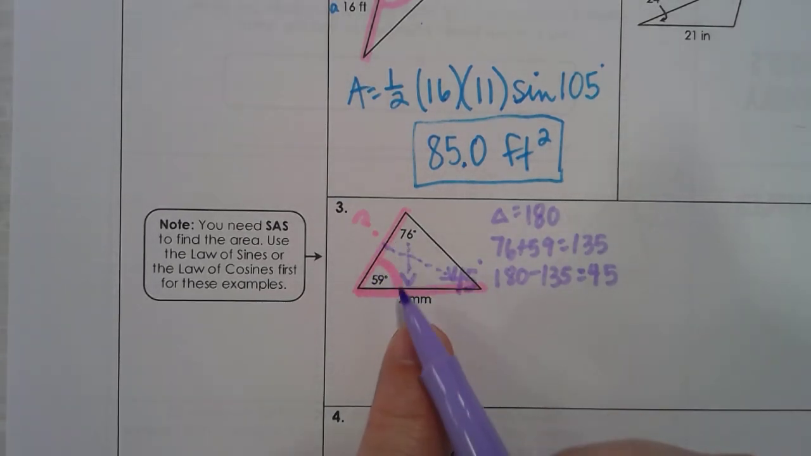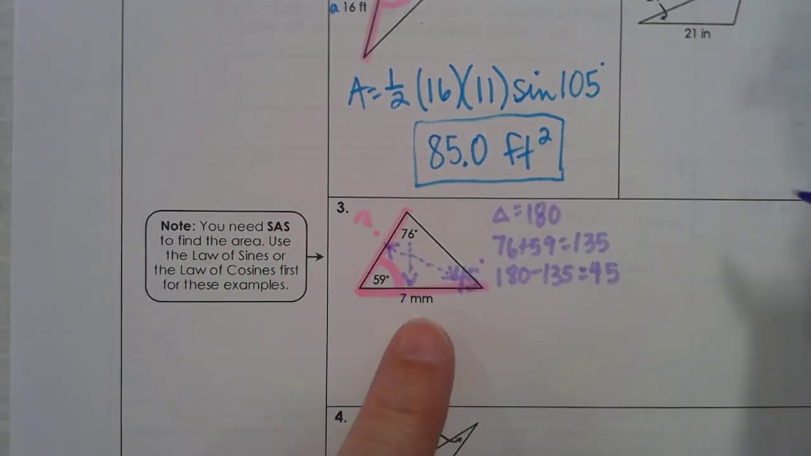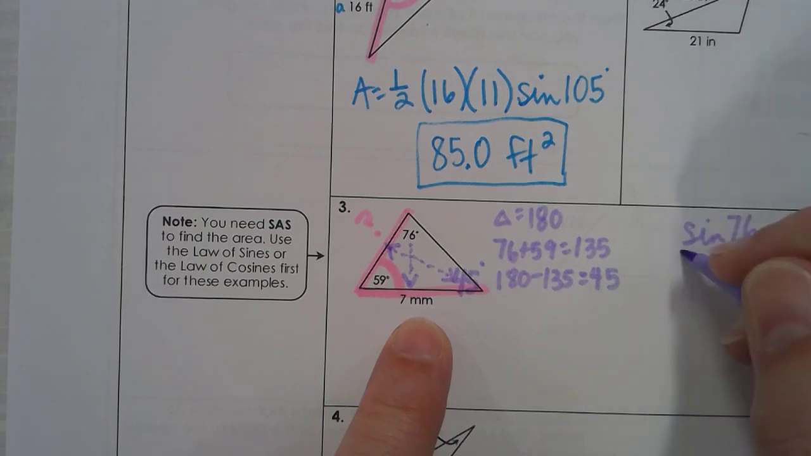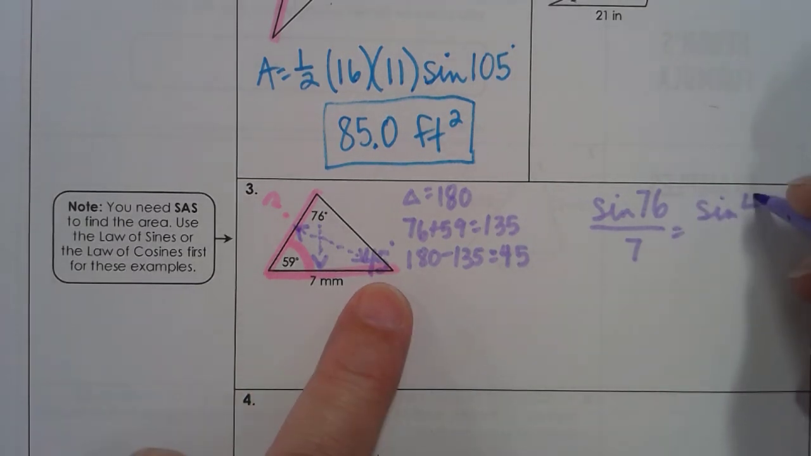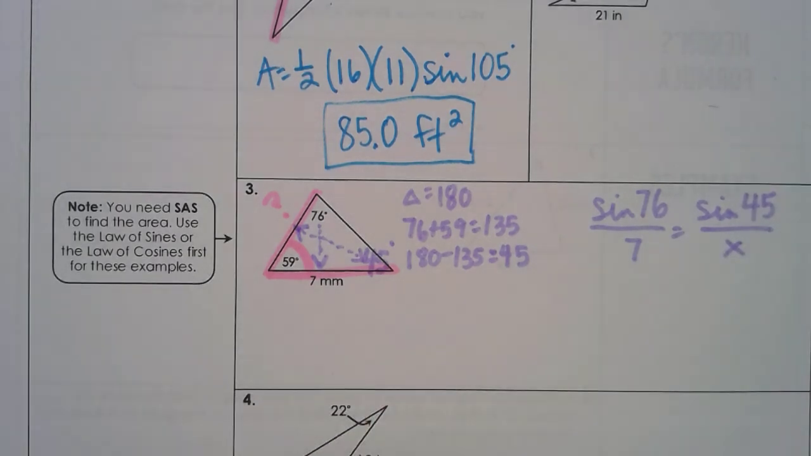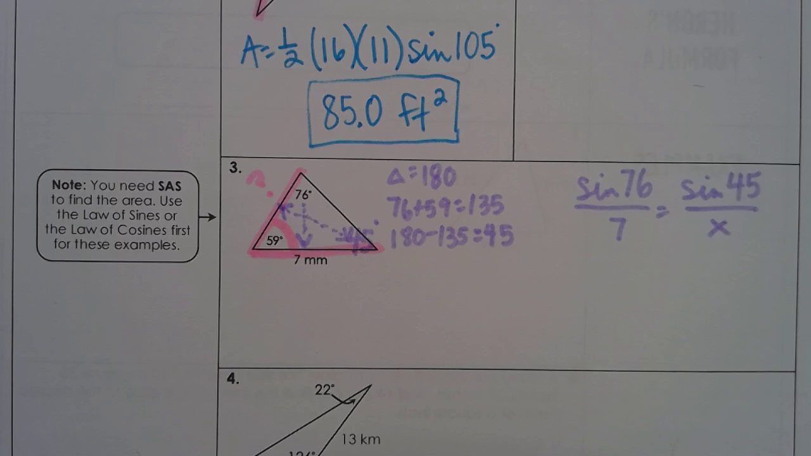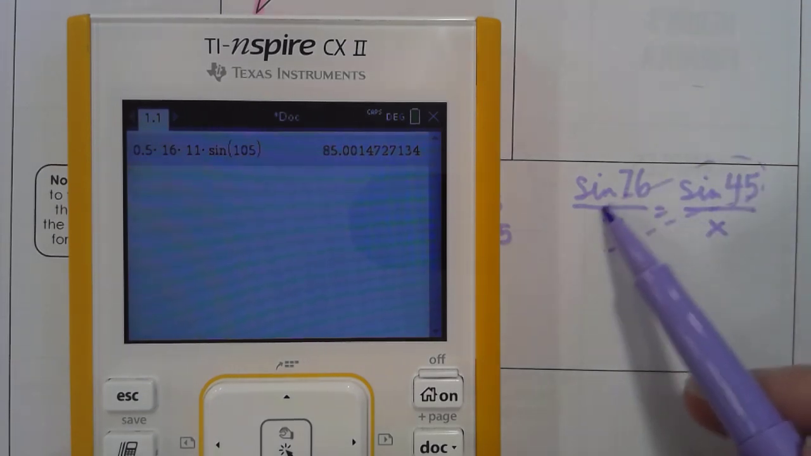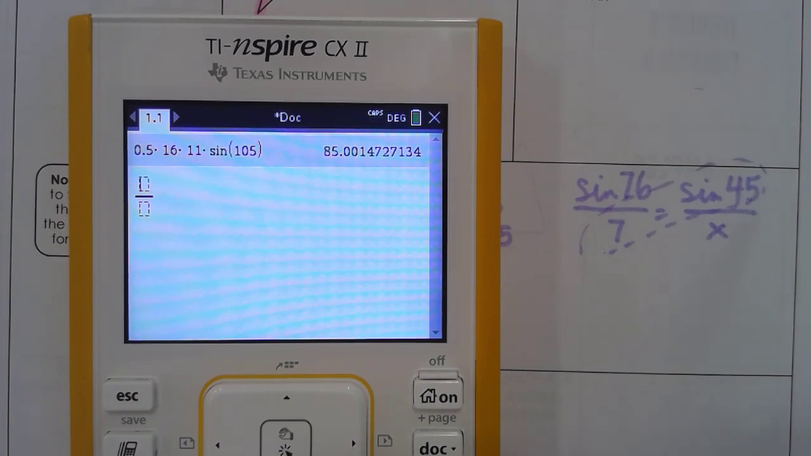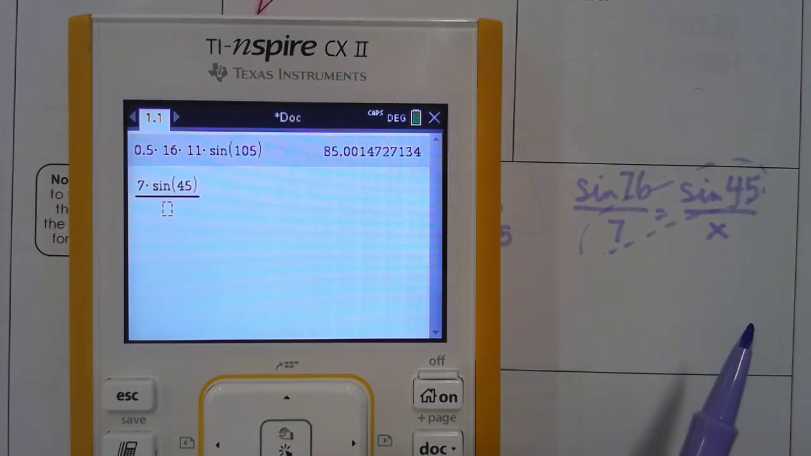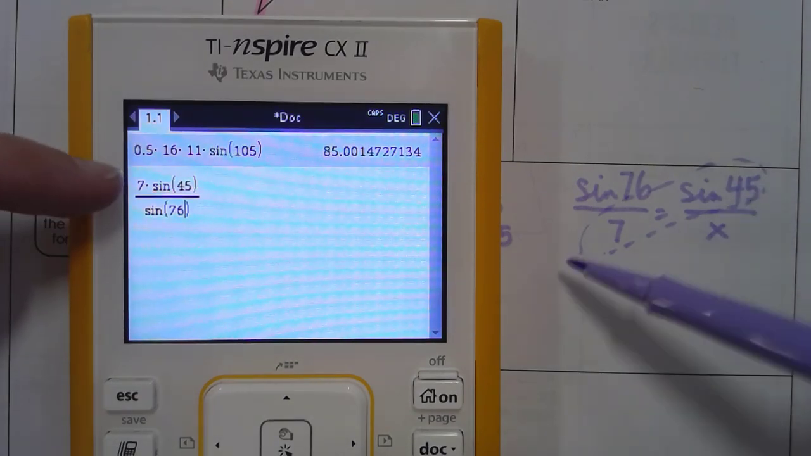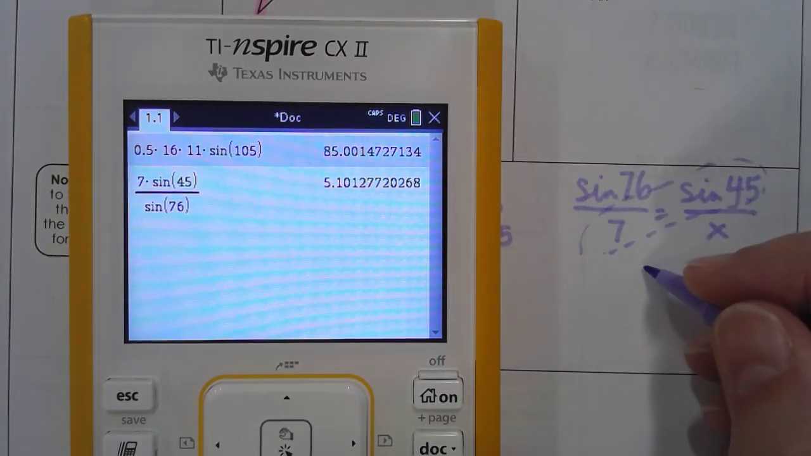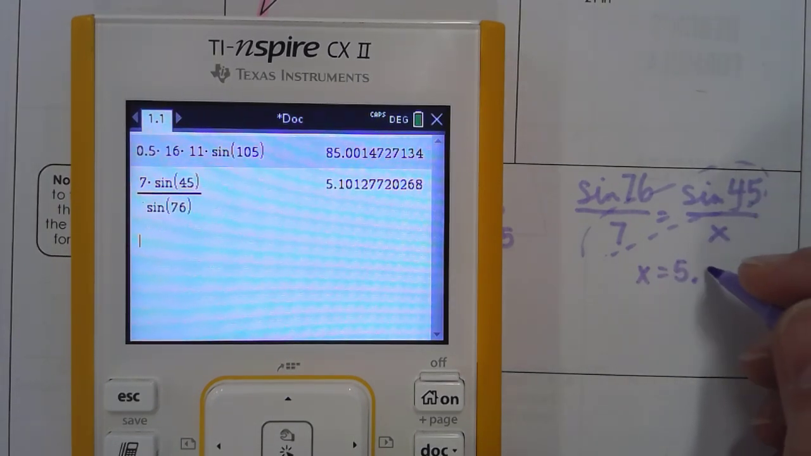And then we have three of our pieces, so we can do our proportion for law of sines to solve for this side. So sine of the angle goes with the side across from it, just like the sine of another angle goes with the side across from it. So we're going to go this way first. 7 times sine 45 over sine 76 is 5.1, and so on.